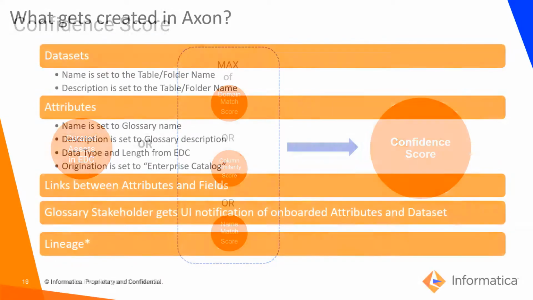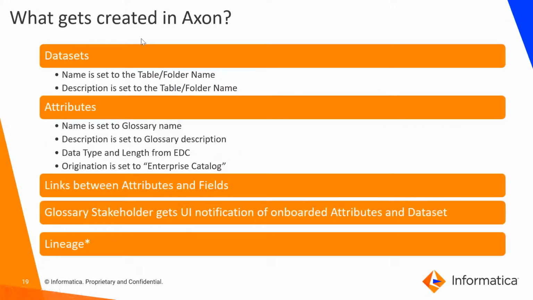I'll show it in the system, so maybe it will be better. So what gets created in Axon? Once that specific physical field is onboarded, the associated table or the folder will be relayed into Axon as data sets. The attributes will also come into Axon, and you can use either the specific column name or the glossary name there. Let's say you have a glossary called email. You may want the glossary name with some extension, or you may want to use the column name coming in as an attribute for that glossary. You can still do that.